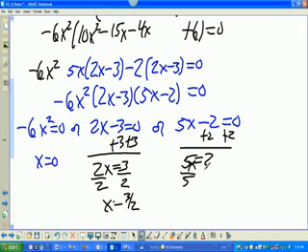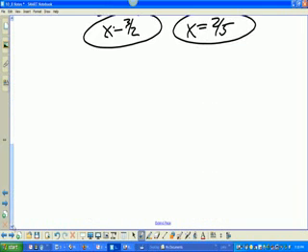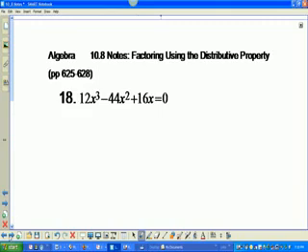Second case, I'm going to add 2 to both sides. 5x equals 2. Divide both sides by 5. X equals 2/5. So we get 2/5, 3 halves, and 0. And there we go. There are 3 answers.